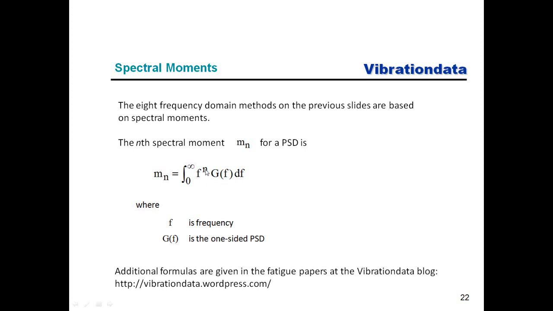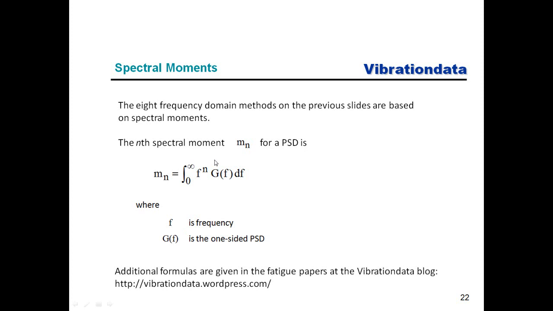Now, if we set n equal to 0, then this first term just goes to 1, and this would be the mean square value for that PSD. Then we could take the square root. That would give us the overall RMS value. So this is our spectral moment equation.